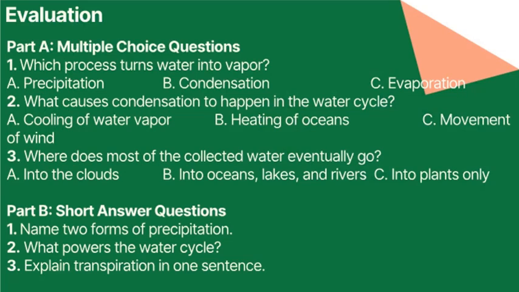Multiple choice questions. Question 1. Which process turns water into vapor? Is it A. Precipitation, B. Condensation, or C. Evaporation?